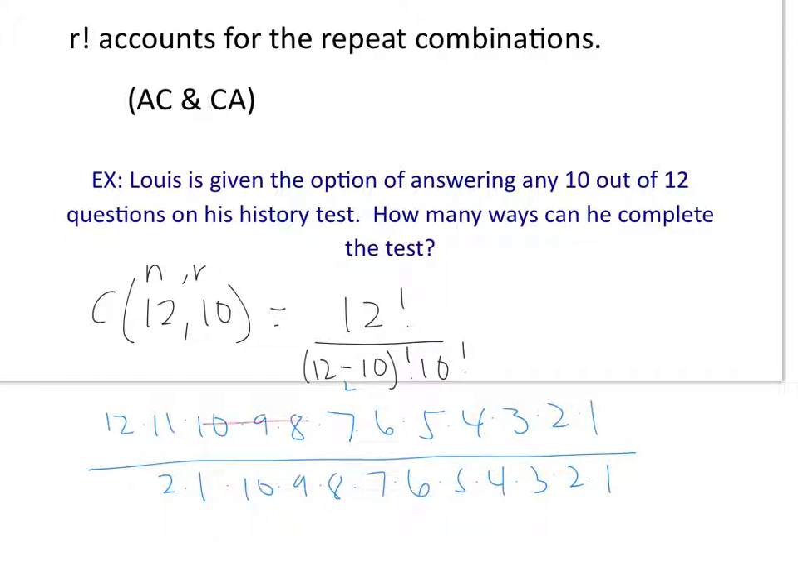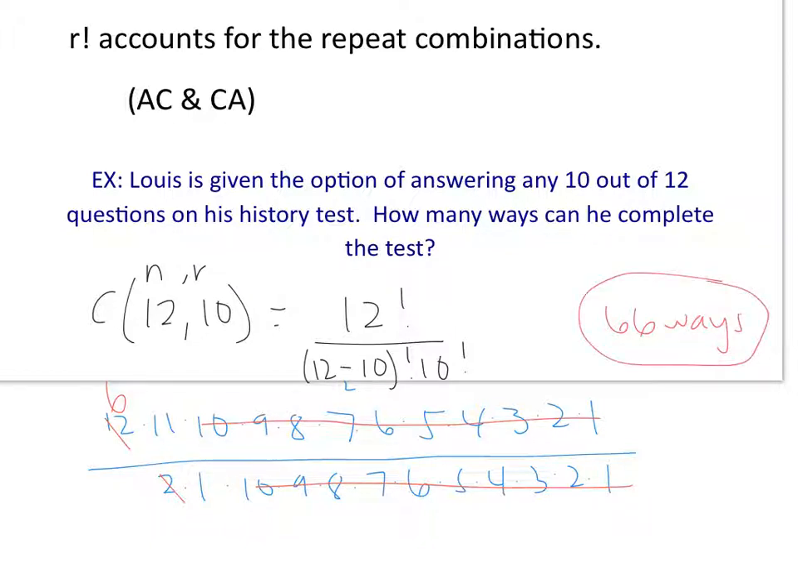I obviously have the 10, 9, 8, 7, 6, 5, 4, 3, 2, 1s cancel out, and then this 2 can cancel out with the 12 to become a 6. So 6 times 11 is 66 all over 1, so here is 66 different ways for Louis to complete his history test.